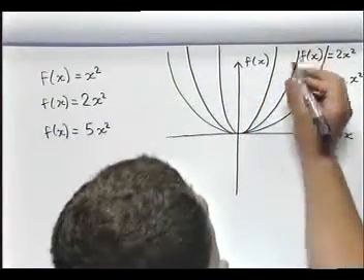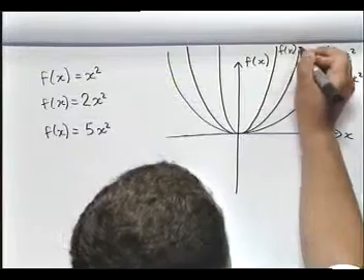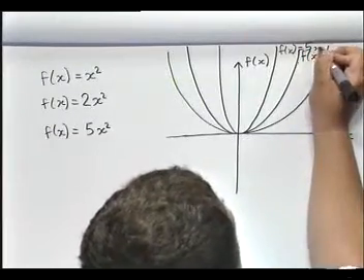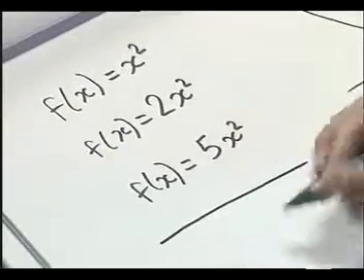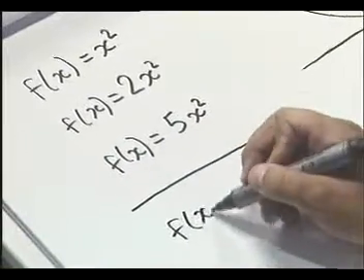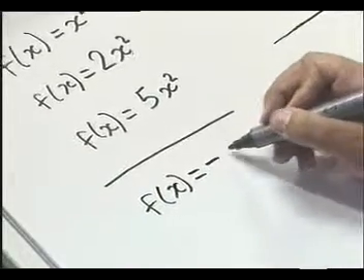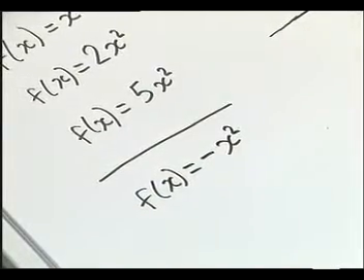So this would be f of x equals 5x squared. So this is all for positive coefficients of x squared, but what would happen if the coefficients were negative? Well, let's have a look. Let's start off with f of x equals minus x squared.